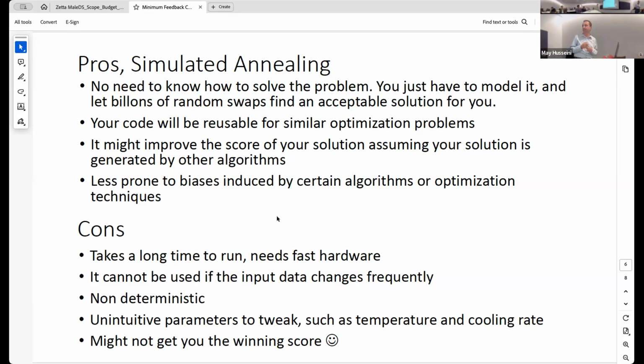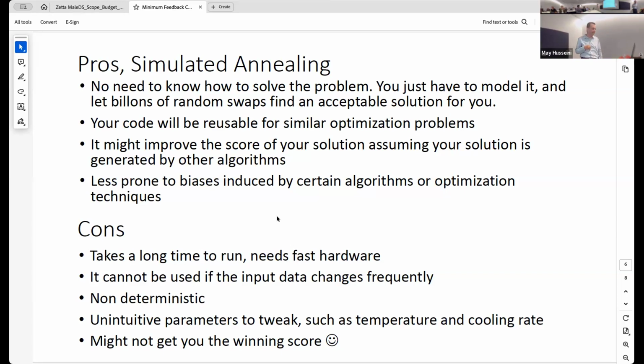So cons, of course, it takes a long time to run. Was it multi-core? It was multi-core. I don't go too much into detail here, but I had 14 threads running in parallel in the beginning, and then I picked the one that gave me the best score and developed it even more. I'm not showing that part because the rest is discarded. If your input data changes frequently, like if the graph changes, you cannot use it because it takes too long.